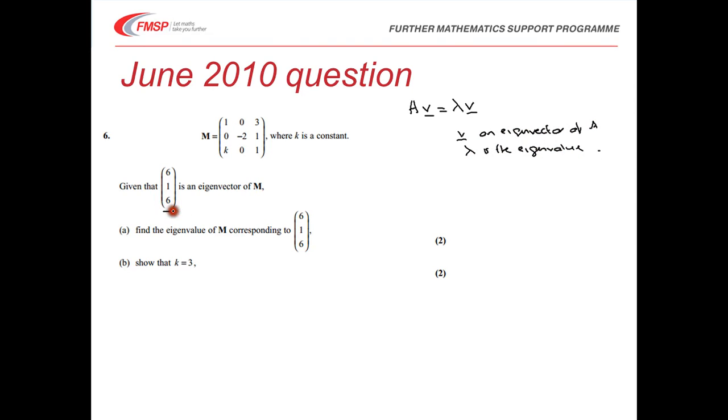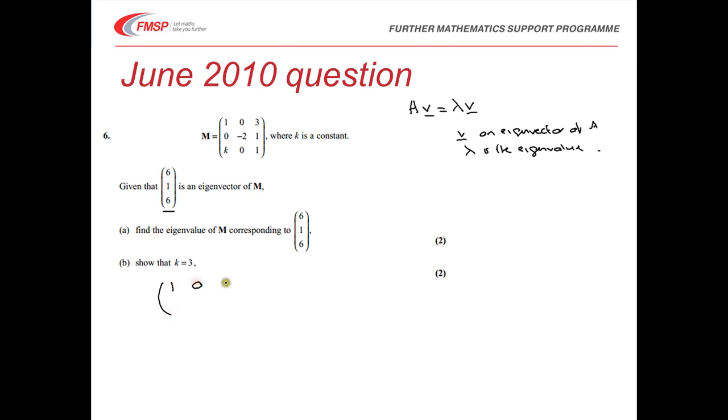We're told that this is an eigenvector of M, and that should be sufficient for us to work out the eigenvalue and then K as well. So let's just have a look at that. So if (6, 1, 6) is an eigenvector, it means that if we apply M to it, we get a multiple of (6, 1, 6). So let's just have a look at what we actually get when we do that.